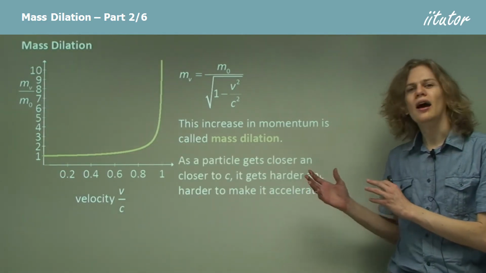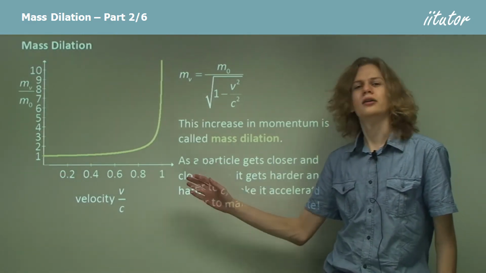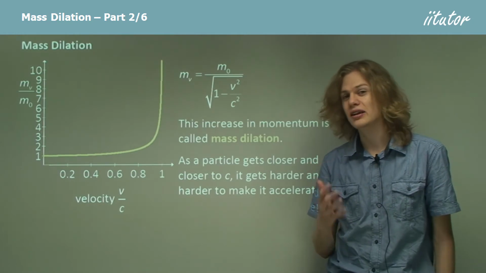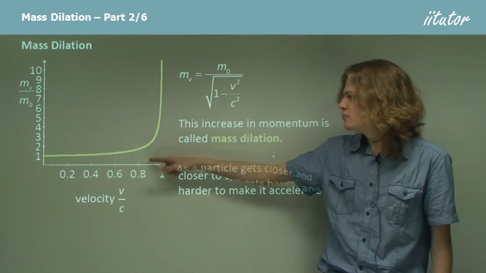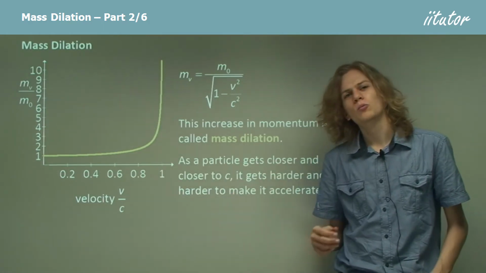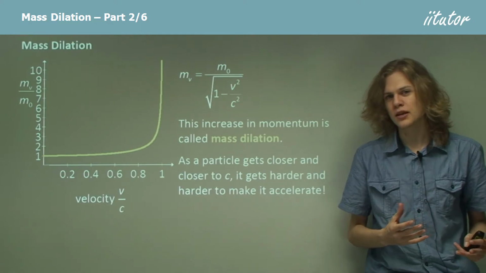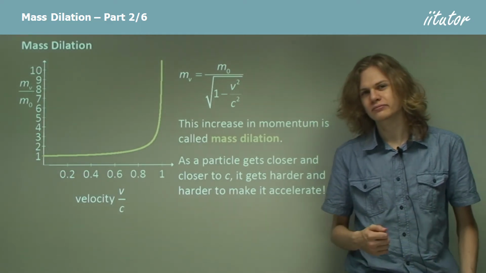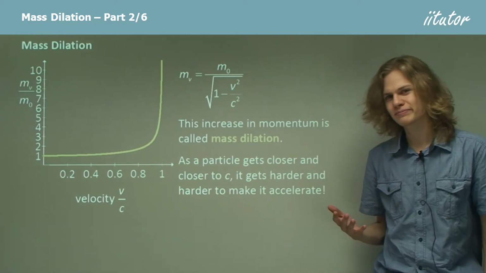So we can see that as a particle or any object gets closer and closer to the speed of light, it becomes heavier and heavier and heavier. Once we get to about 85% of the speed of light, we end up having a mass twice as large as when we were stationary, right? Now this leads to all sorts of interesting effects.